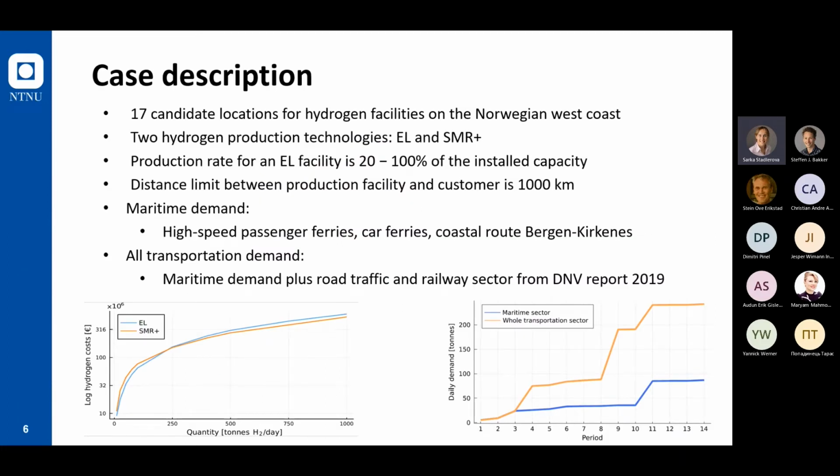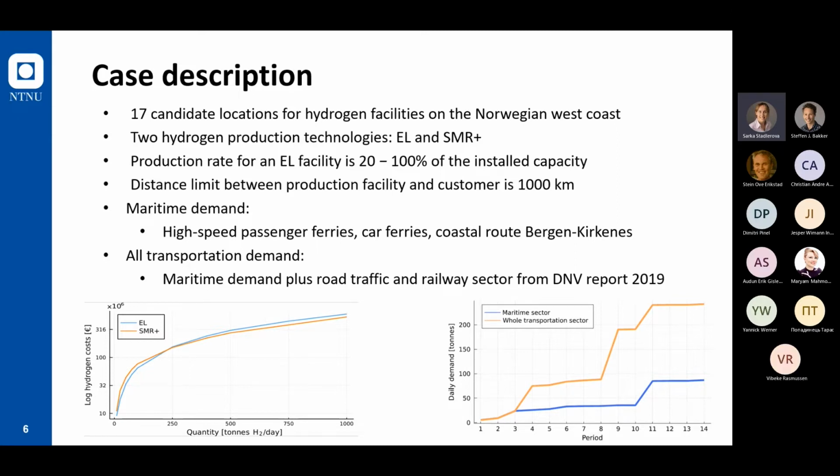We consider 17 candidate locations for hydrogen production facilities on the Norwegian west coast. These candidate locations were provided by Ocean Highway Cluster. Then we also assume two hydrogen production technologies, electrolysis and steam methane reforming. For electrolysis, the production rate can vary between 20 and 100%. So that's also where the requirement on minimum production quantities comes from. We have also set a distance limit between the production facility and customer. We have set it at 1,000 kilometers.